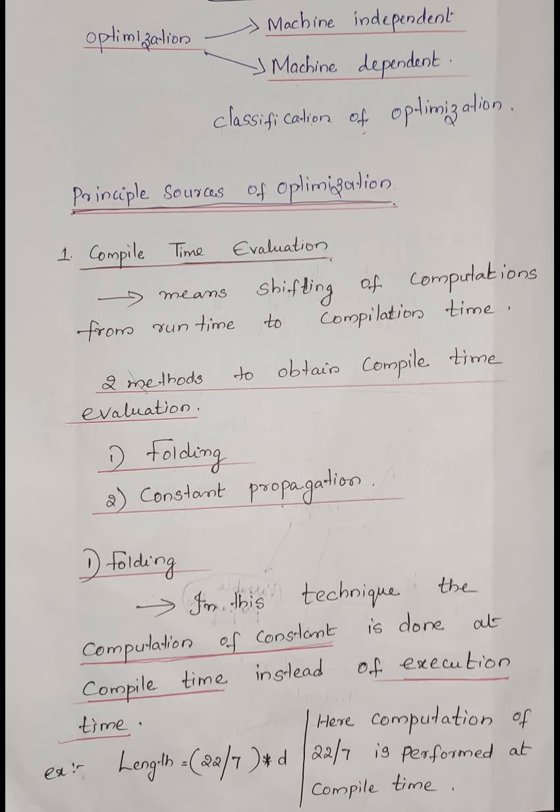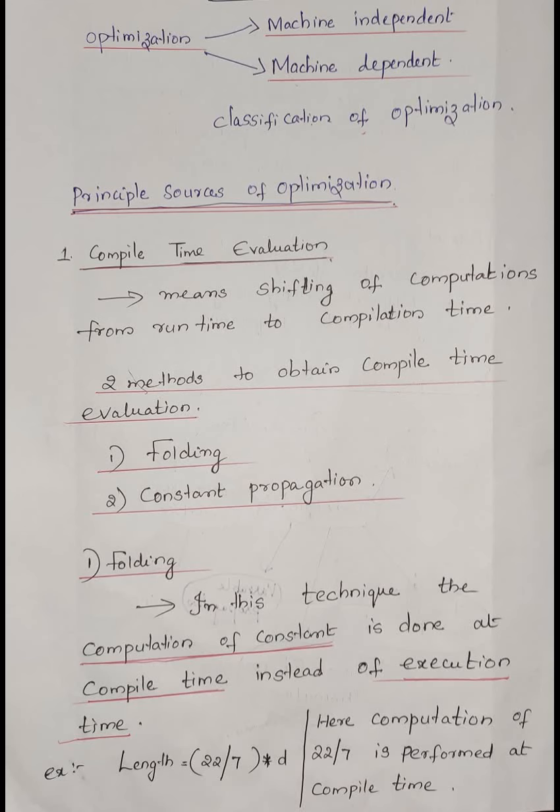Optimization is classified as machine dependent and machine independent. That means some types of optimization are completely dependent on the machine that we use, and some optimizations do not depend on the machine that we use. Then about the principal sources of optimization. The first one is compile time evaluation. It means shifting of computation from run time to compile time.